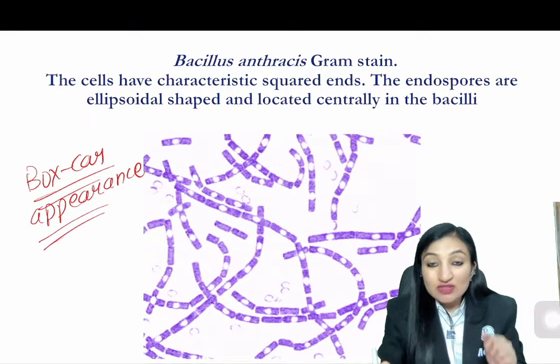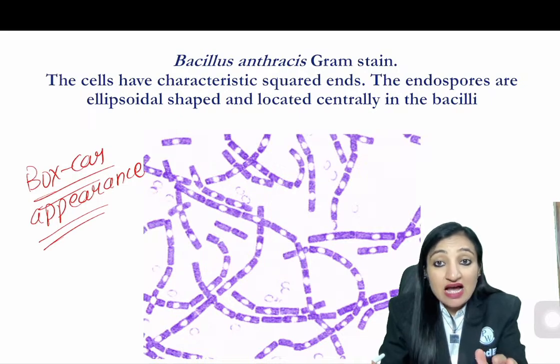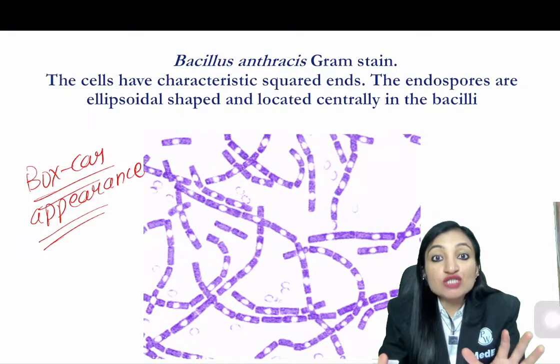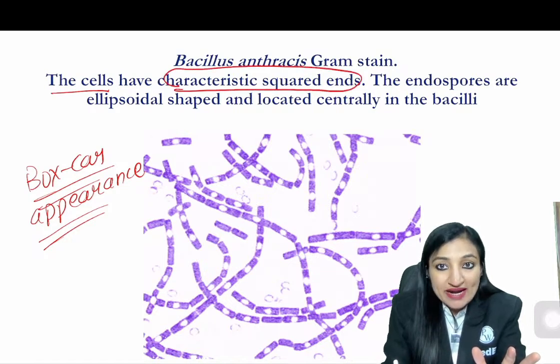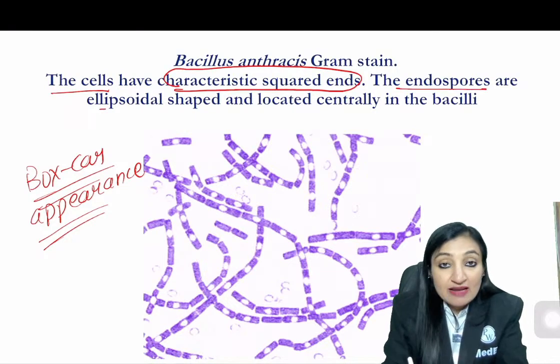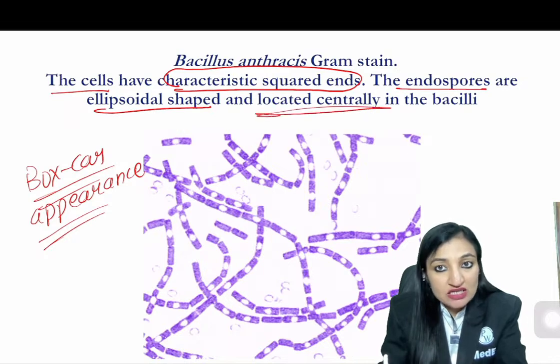Now let me show you one more picture. Look at this. This is Bacillus anthracis gram stain, and these are the organisms which have got spores. Look at this. The cells have characteristic squared ends. The endospores are ellipsoidal in shape and located centrally in the bacilli.